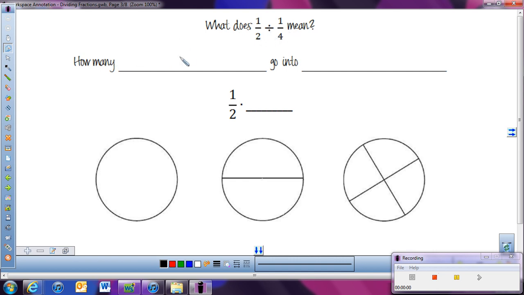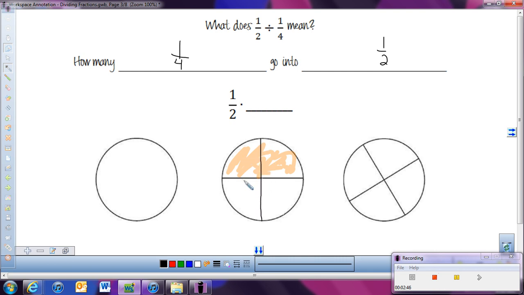Well, how many 1/4 go into 1/2? So here's our 1/2. I'm going to highlight just 1/2 of it. Here's our 1/2. I want to know how many 1/4 will go into a half. So here's our 1/4 pieces. If I were to lay 1/4 pieces on top of here and cover up the whole circle, I could see that 2 1/4 pieces go into a half. So I'm going to put equals 2 over here.